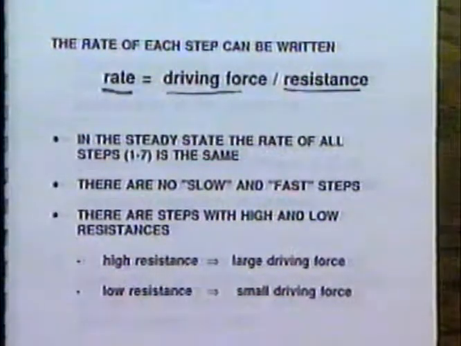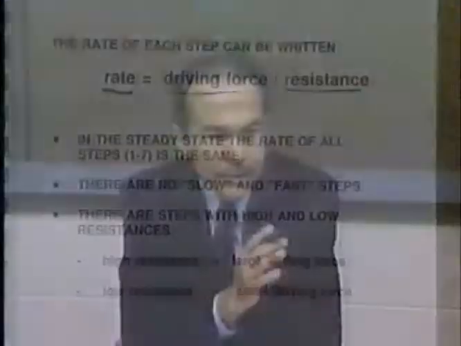Here we have a process which occurs in series. Each step has to occur. The reactant has to go to the surface of the catalyst, it has to react there, and then it has to diffuse back to the main flow. Each of these steps has to proceed with the same rate. So this is a series process, and there are no fast and slow steps.